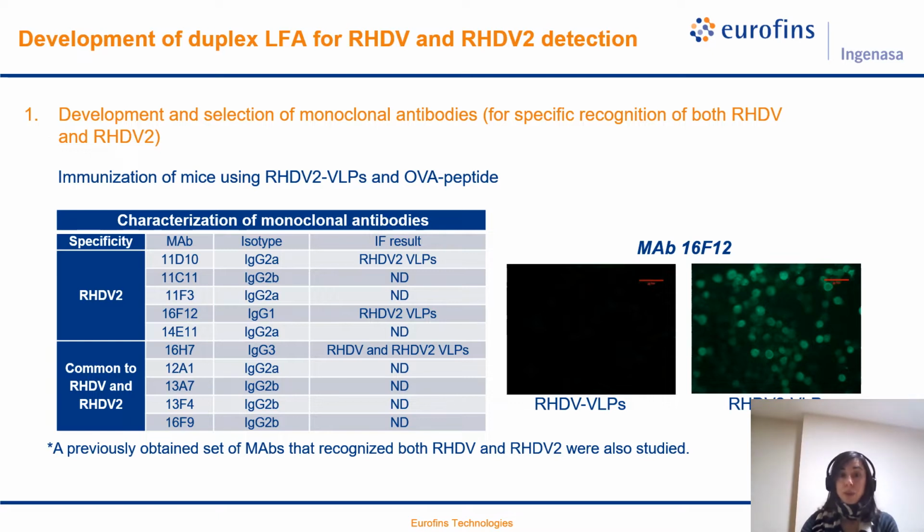Then the isotype was also determined, and the immunofluorescence was studied in 3 cases, the 3 most promising antibodies. Here on the right, you can see an example of the immunofluorescence of the monoclonal antibody 16F12. In the picture on the right, the cells had been infected using the VLPs of RHDV2, and you can see the immunofluorescence, and also the absence of that immunofluorescence in the case of the picture on the left, where the cells had been infected with virus-like particles of RHDV. And also, furthermore, a previously obtained set of monoclonal antibodies that recognized both variants were also studied.